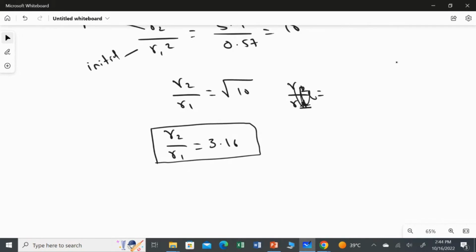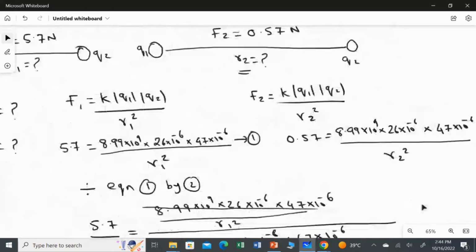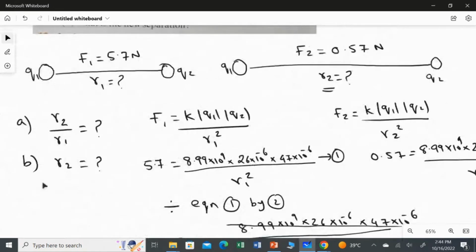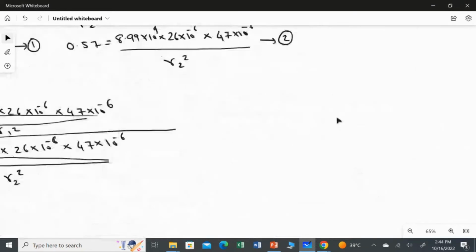Clear? So this is the answer for the first part. But here we have to find the second part also. What is the value of the second part? We have to find the value of the new separation. So for this, I'm going to use the second equation.